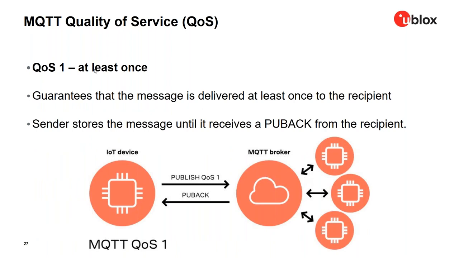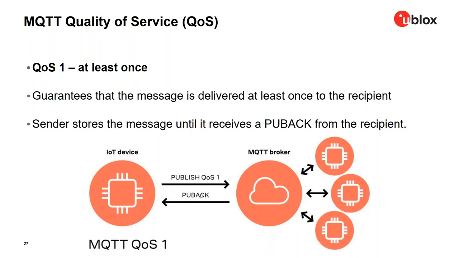Looking at quality of service 1, this is delivering the message at least once. The sender will store that message until it receives an acknowledgement back from the recipient. So here we have the message going out with its publish. The MQTT broker will receive it, respond back with an acknowledgement, telling the client that it's all done and it's okay, and will immediately deliver that message on to the subscribed clients that are sort of listening on that topic.